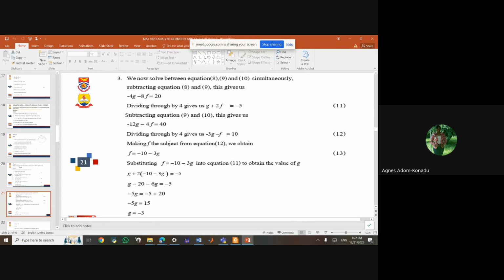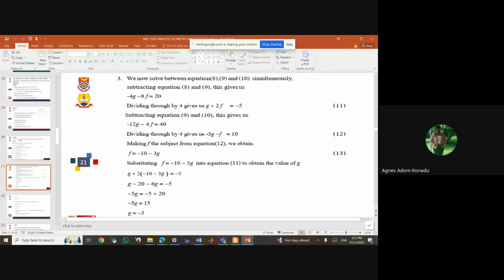So you know how to solve simultaneous equations. Making f the subject, I'm going to get f equal to 3g minus 10. Then substituting f equal to 3g minus 10 into equation 11, I'm going to get g plus 2 into brackets 3g minus 10 equal to -5. I simplify and I'm going to get my g to be -3.